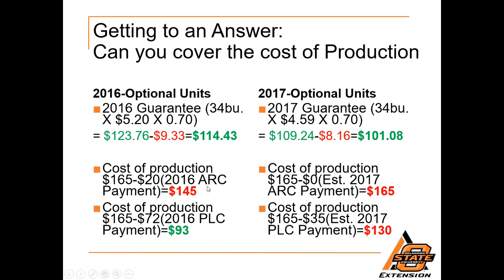It could be cost prohibitive to buy higher guarantees, or in this example, we would not be able to buy a guarantee high enough to cover that $145. Now in this example, using a 45 bushel CC yield or farm yield for our FSA farm number yield, we take that same $165 cost of production minus $72 from the 2016 PLC payment. Then we start getting our cost of production down below that $93. So $93 is in green because it is less than the guarantee we're receiving from crop insurance.